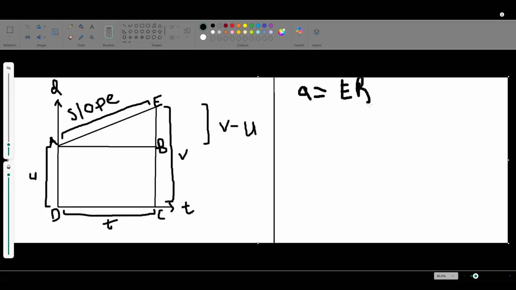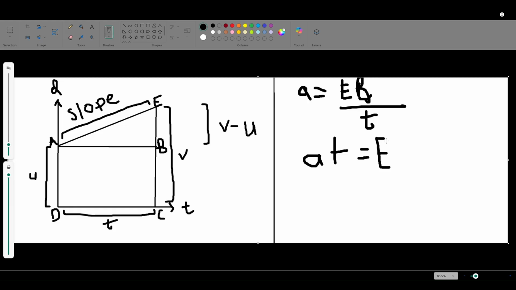EB by AB. So we know that AB's value is t, right? So A is equal to EB by t. So hence AT equals EB.